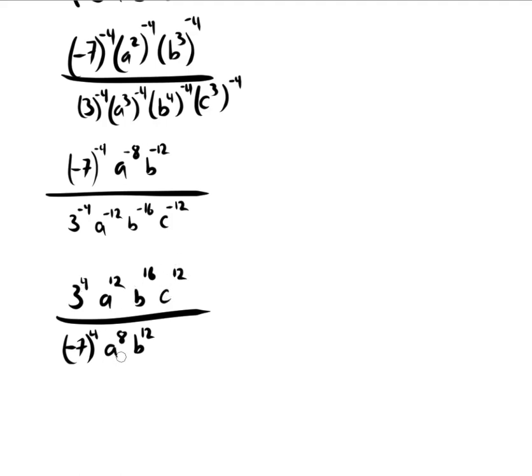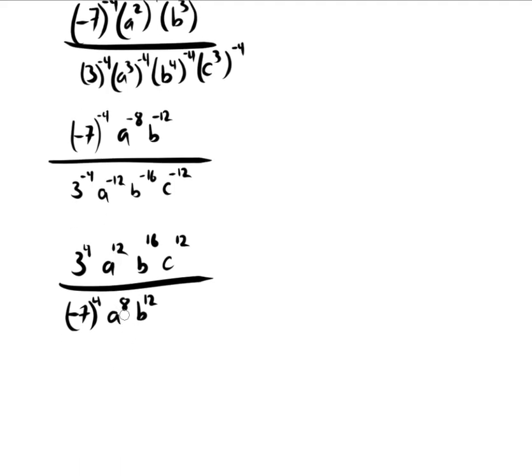So now I apply the product rule. Well, there's nothing to apply for the product rule. So now I apply the quotient rule. And what I have here is a to the 12 over a to the 8th. So that's going to give me 12 minus 8, a to the 4th. All right, I'm not going to write that intermediate step of a to the 12 minus 8. I think you know it by now. So 12 minus 8 is 4. B to the 16 minus 12 is b to the 4th as well. And c to the 12th is just going to stay c to the 12th because there's nothing else to multiply times.